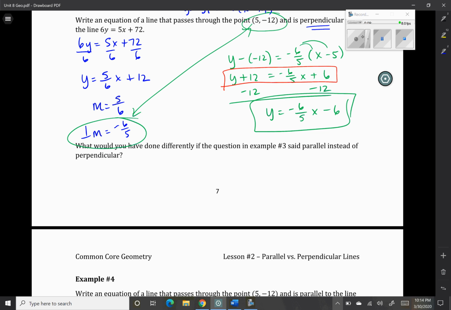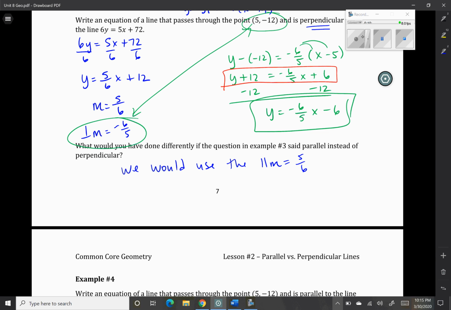All right, so welcome back. Hopefully you paused the video and actually thought about this. So if this was parallel, instead of using the negative reciprocal slope, we would use the parallel slope, which is the same thing, so 5 over 6. The equation would look very different. The point would still be the same, but we'd have a different slope, so it would change a little bit.